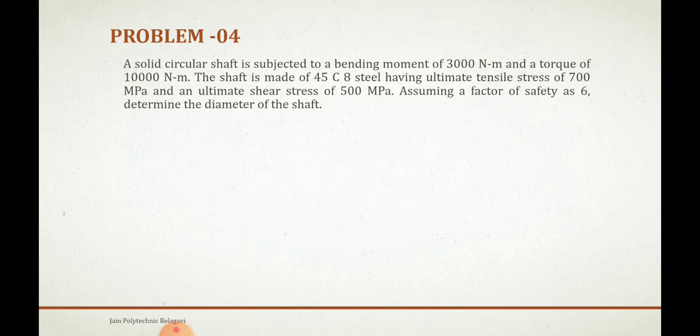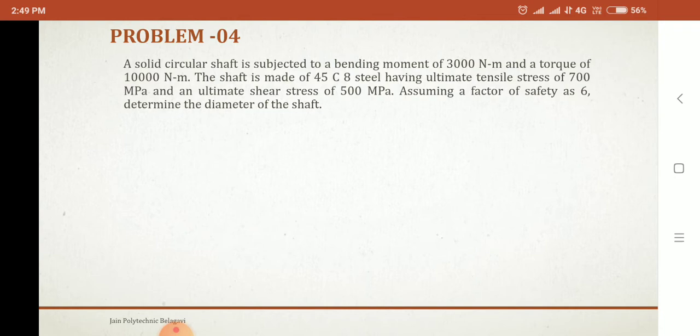I'll read out the problem. A solid circular shaft is subjected to a bending moment of 3000 Newton meter, and torque of 10,000 Newton meter. The shaft is made up of 45C8 steel having ultimate tensile stress of 700 megapascal and an ultimate shear stress of 500 megapascal. Assuming a factor of safety as 6, determine the diameter of the shaft.